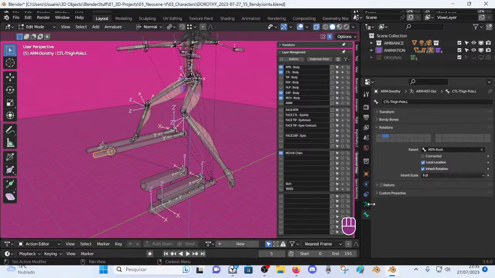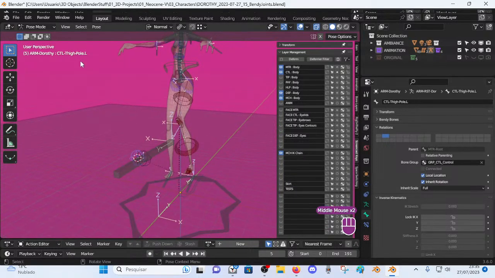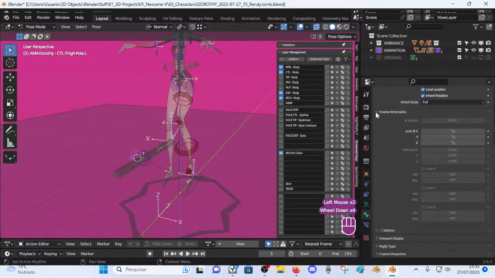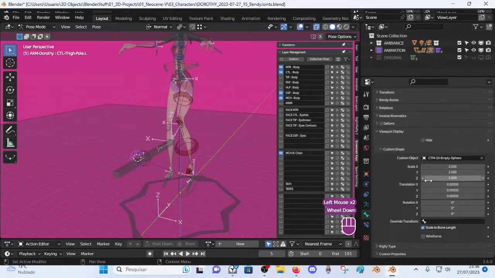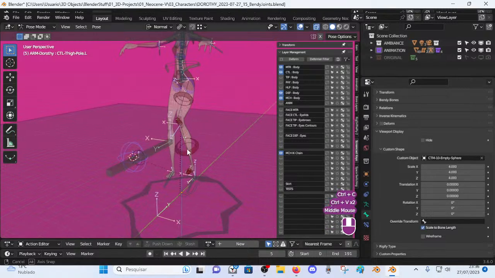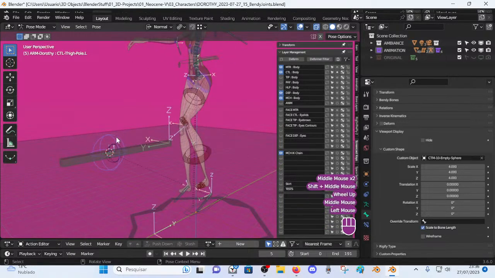Where is the viewport display settings for the bone? Oh, it needs to be in pose mode. Okay, and so this is, yes, where it is. Sorry folks, this needs to be addressed. Alright, so let's change the scale to 4. So now we know this is, for the type, a bigger one.